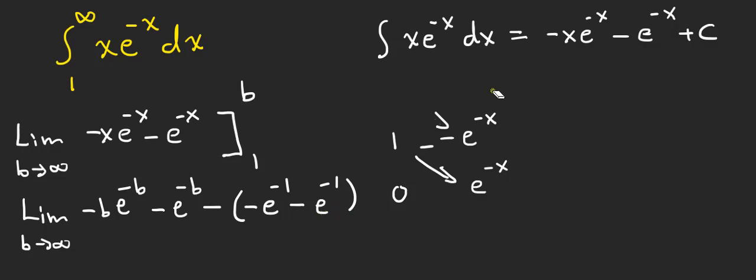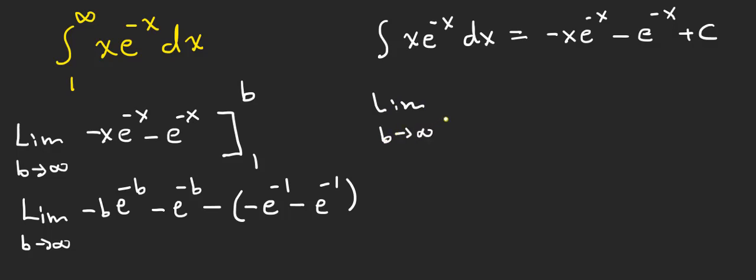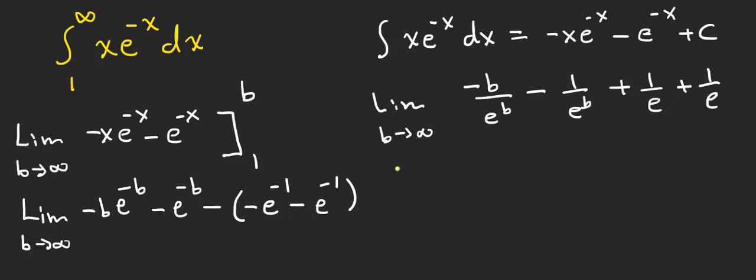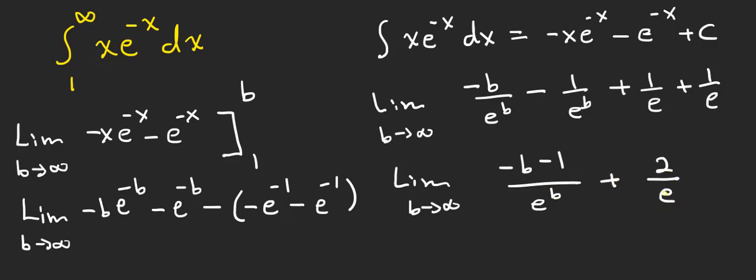And let me erase this part right here. So you get the limit as b goes to infinity. This is like negative b over e to the b minus 1 over e to the b plus 1 over e plus 1 over e. So you get the limit as b goes to infinity of negative b minus 1 over e to the b plus 2 over e. This is constant and real, so you don't have to worry about this.